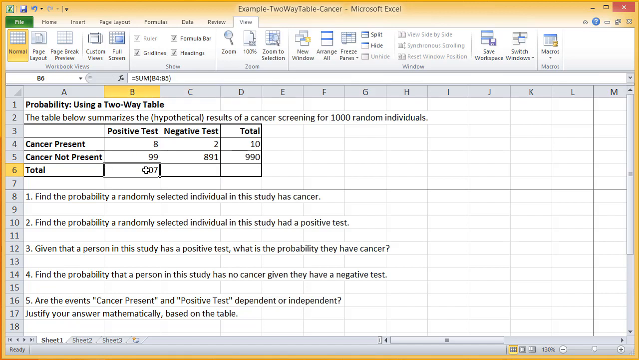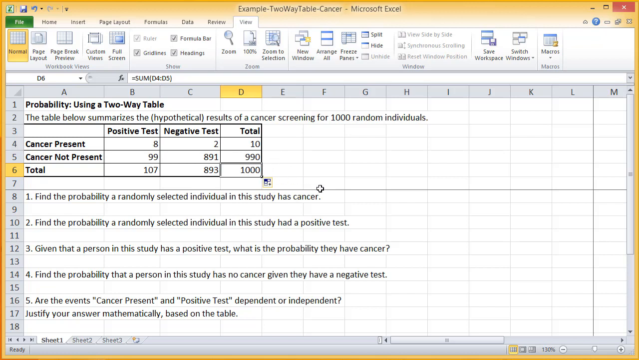And finally, similarly, we're going to add up the number of people who had negative test results in total. Since I used relative cell references, I can just fill to the right and it will update and add cells C4 and C5. 893 people had a negative test result. And finally, the total number of people in the study altogether, I can fill to the right one more time, adding 10 and 990 for 1,000 people, just to double check to make sure that we have everything right.